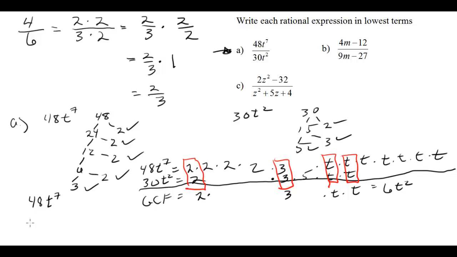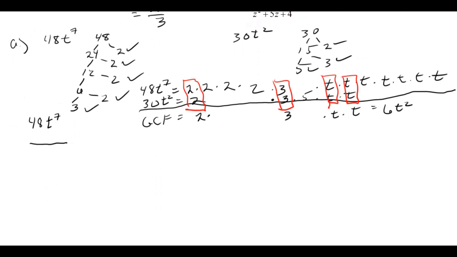Alright, over 30t squared, and I'm going to divide this by my greatest common factor, which is 6t squared. I'm going to divide that by my greatest common factor, which is 6t squared. 6 goes into 6 once, so I don't really need to write that down. 6 goes into 48 8 times. So that's going to equal 8.